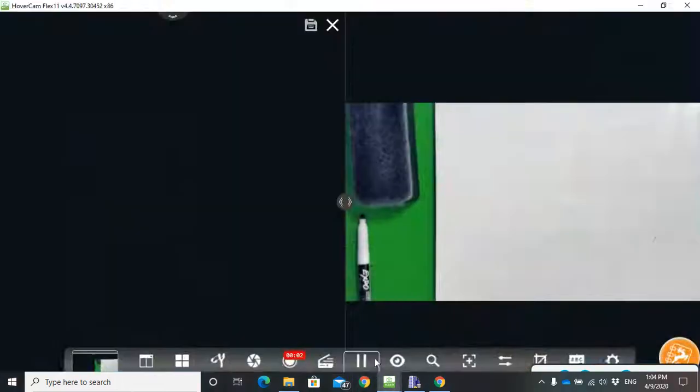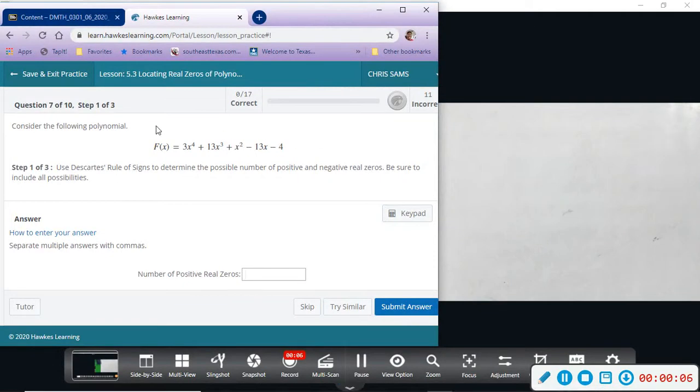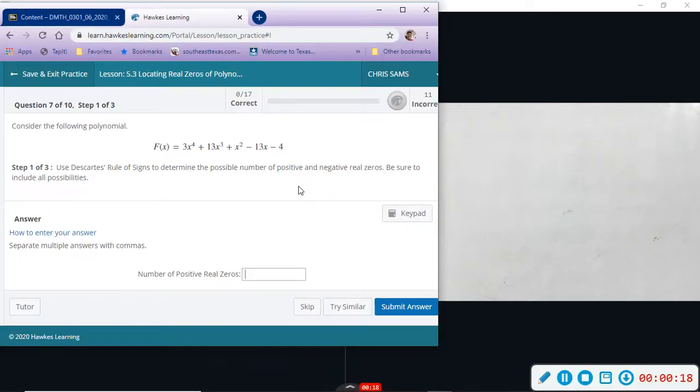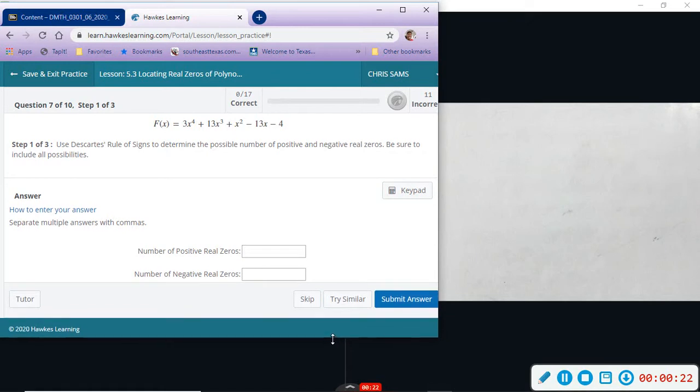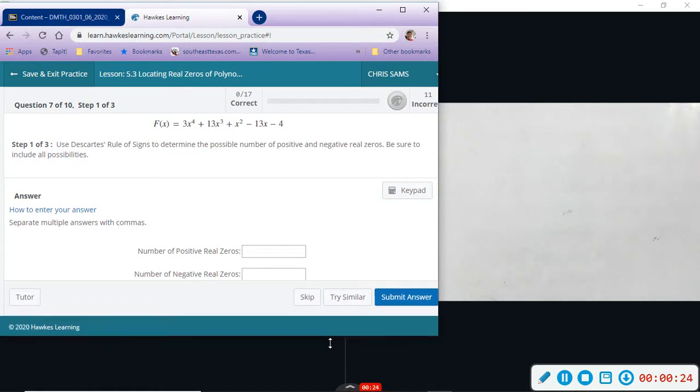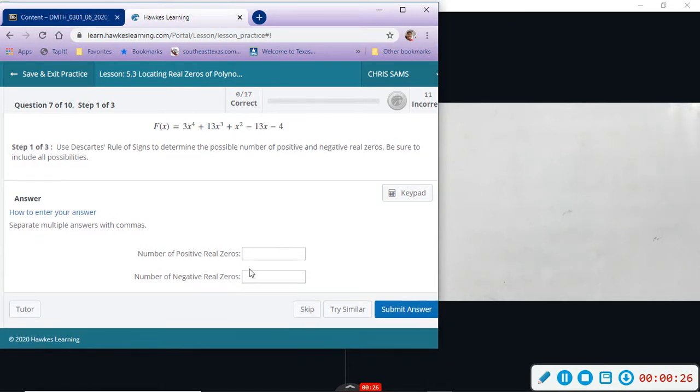Alright, question number 7. I wanted to do in practice and find one that gave us fractions so I could possibly show you how to do synthetic division with fractions. Also, I wanted to go over practicing synthetic division by finding them by hand instead of the calculator.